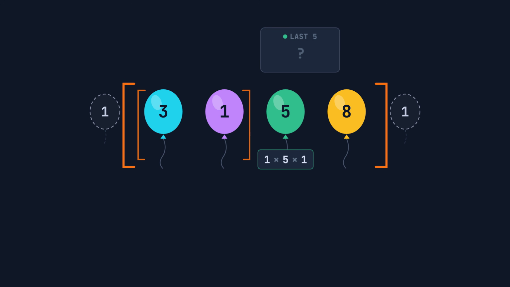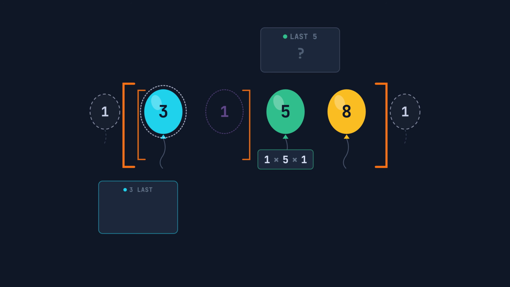But "solve the left side on its own" hides a step, so let's do it. The left side is the 3 and the 1 sitting between the wall and the 5. It's the same question, one size smaller. Which of these two pops last? Say the 3 pops last. Then pop the first one. Its neighbors are the 3 and the 5. So 3 times 1 times 5, 15.